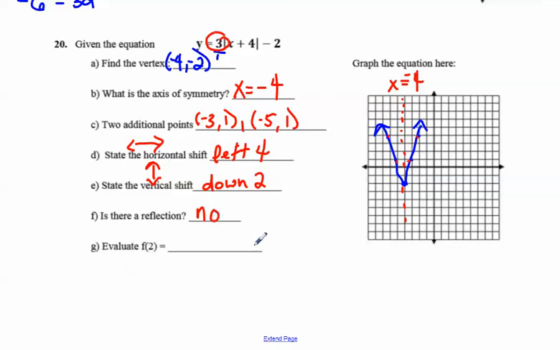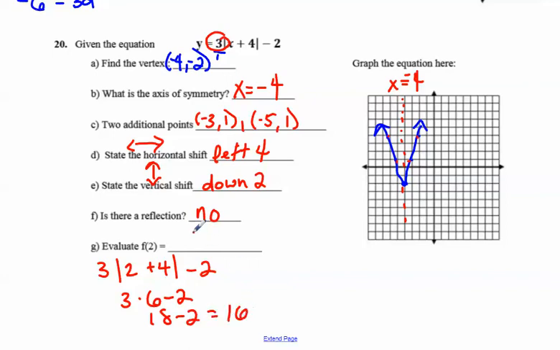And to evaluate f of 2, you just want to substitute 2 into the equation. So it will be 3, absolute value, instead of the x, I'm putting the 2 in, plus 4, minus 2. So you add that, we have 3 times the absolute value of 6. And the absolute value of 6 is 6, so I have 3 times 6 minus 2, 18 minus 2, which is 16.